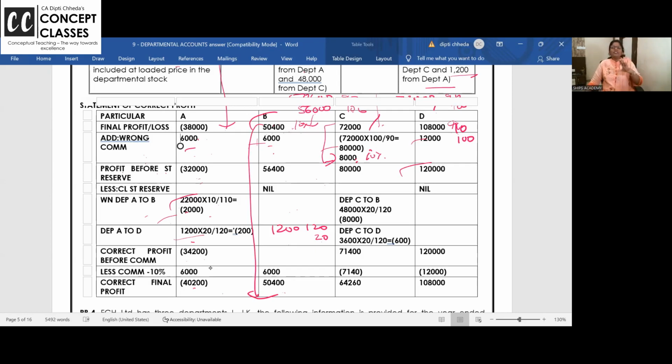The department which is not sending the goods to another, for them the profit before stock reserve, after stock reserve, it's all same. Why so? Because anyhow, you're not having any stock reserve.